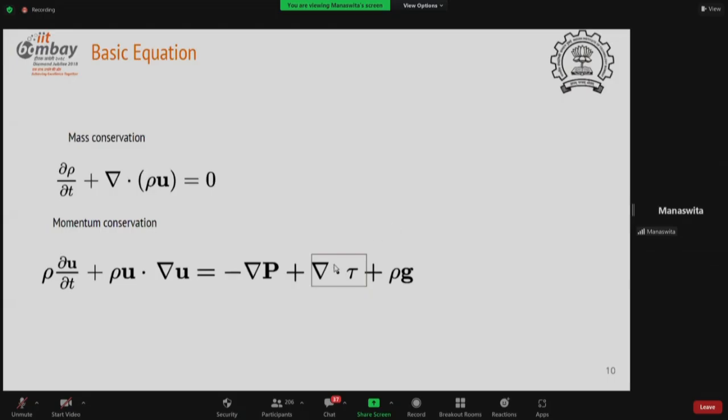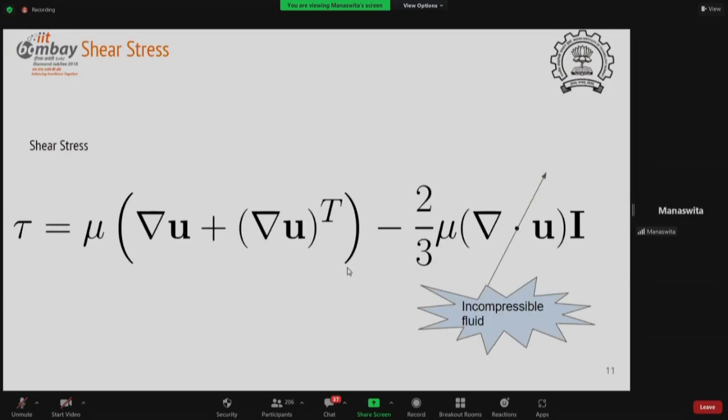We still have kept the shear stress term. Here we will be using the constitutive relationship for the Newtonian fluid, and for incompressible fluid we will have divergence of U is 0. We'll set this to 0. So shear stress is mu into grad U plus grad U transpose.